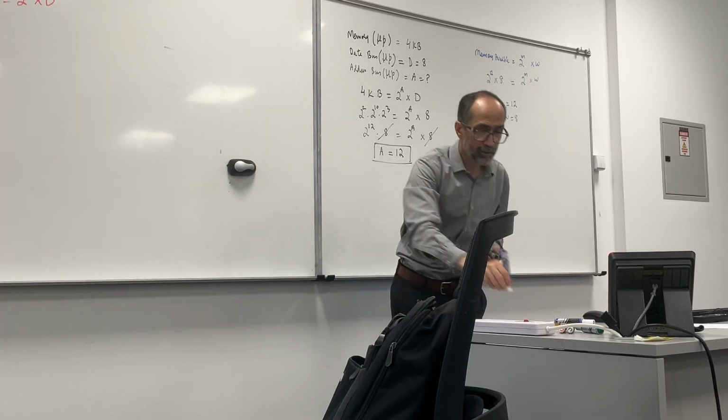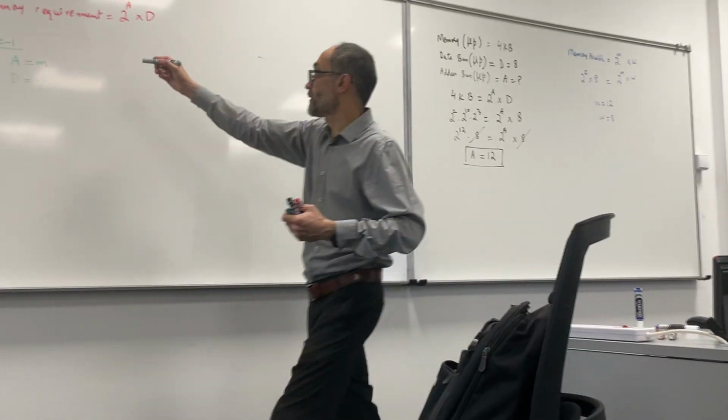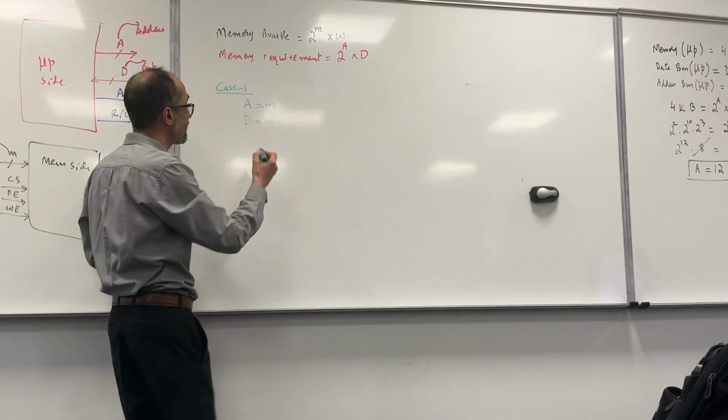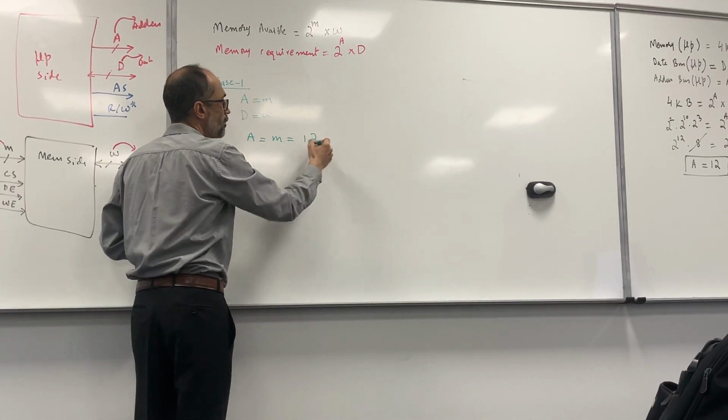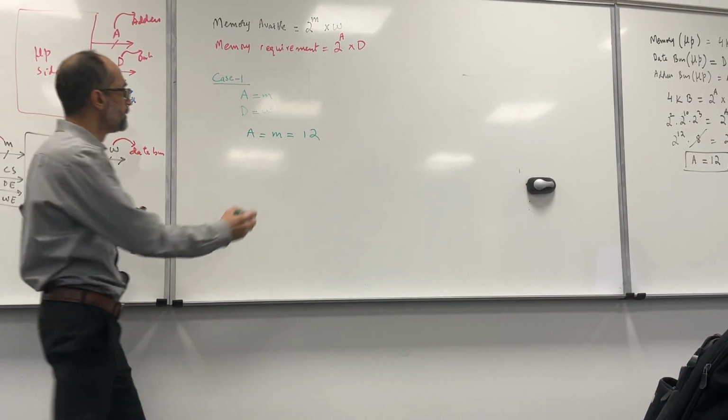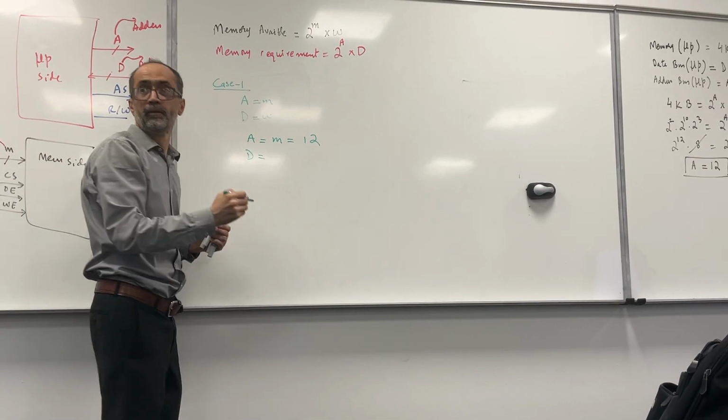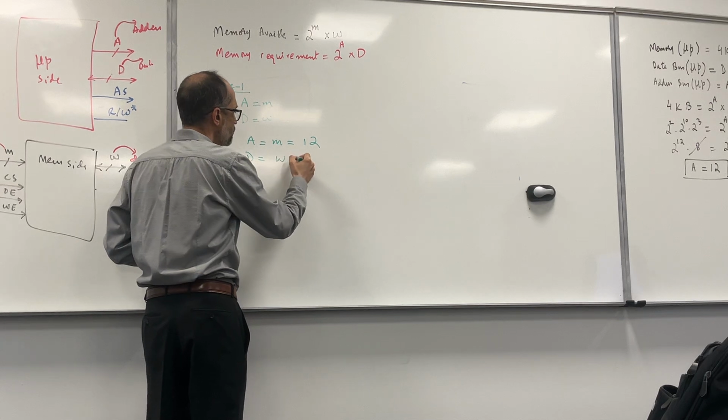So is this case number 1 or case number 2? Case number 1. Please remember, this is now case number 1. In this example, A is equal to M is equal to 12, and then D is equal to W, which is 8.